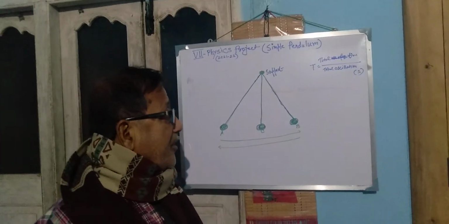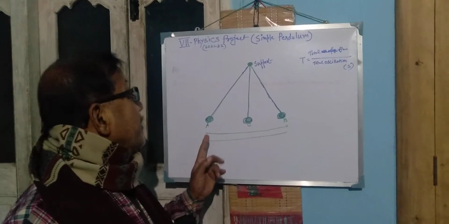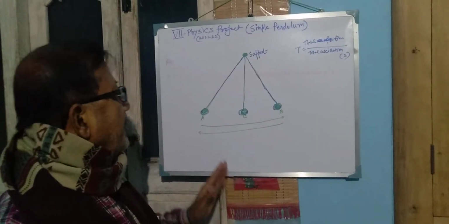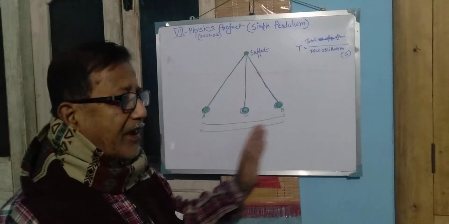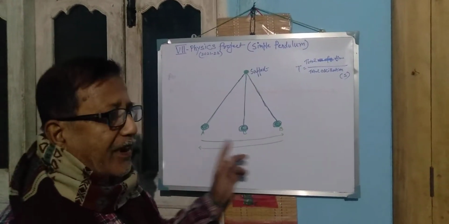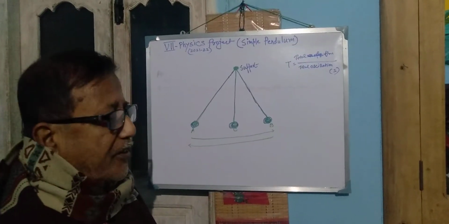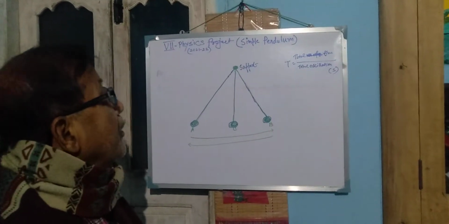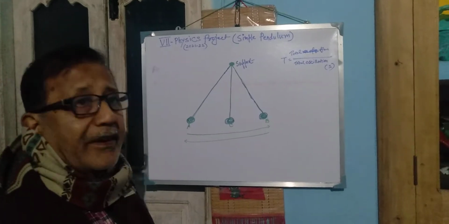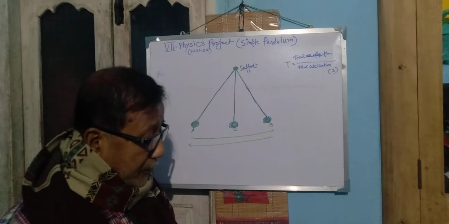Remember, the observations are to be done 3 times. So first observation, 10 oscillations, total time taken. Second observation, again 10 oscillations and time taken. And third observation, again 10 oscillations and time taken. So this you will put in the observation table, and then you will find out. Now, how the table will be and what you have to write, that also I am sending to you. So you can see that and do accordingly.